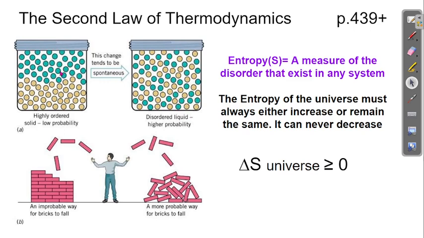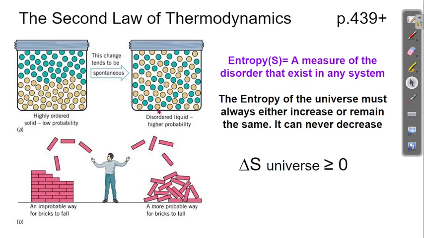And things tend to get disorganized in nature. This change tends to be spontaneous. Something goes from more organized to less organized, or more chaotic, or more disorderly. This is a spontaneous event. Same thing over here. This is not a very probable way for the bricks to fall when they fall. This is a more normal way for the bricks to fall.